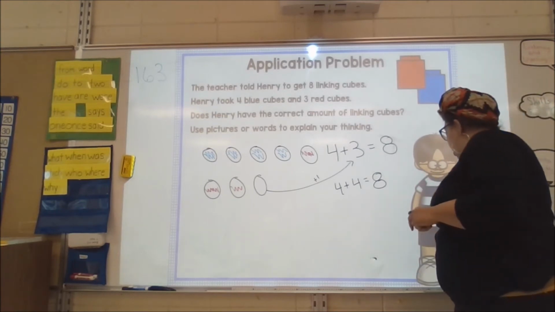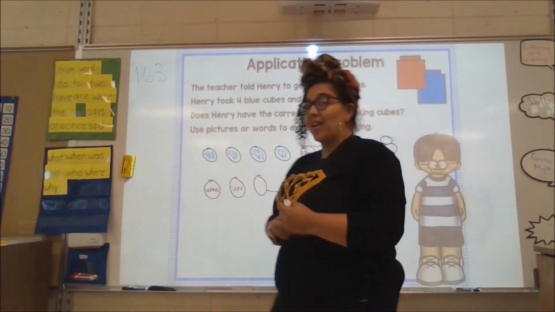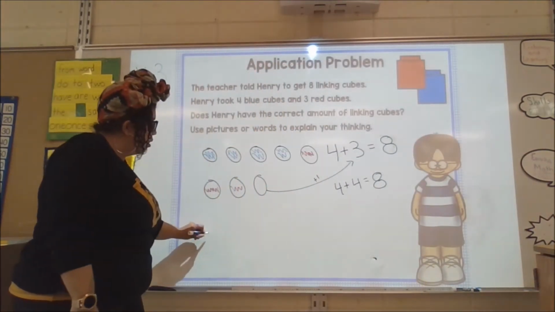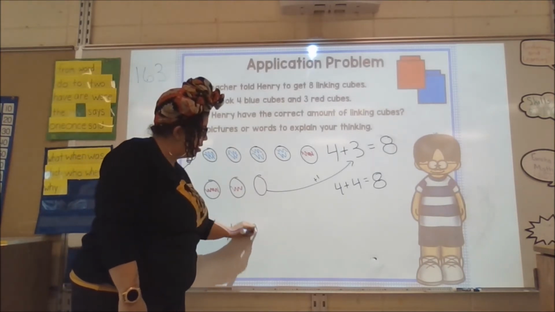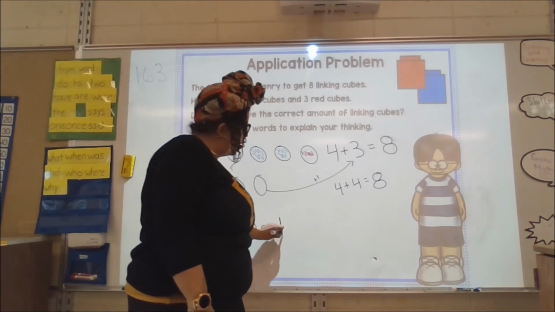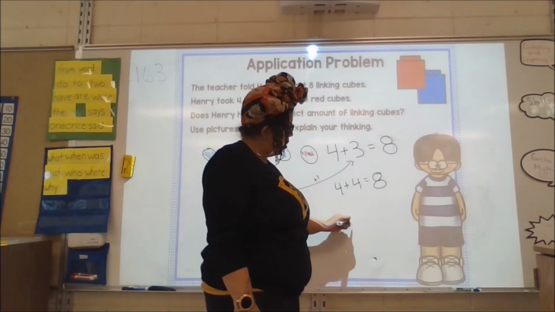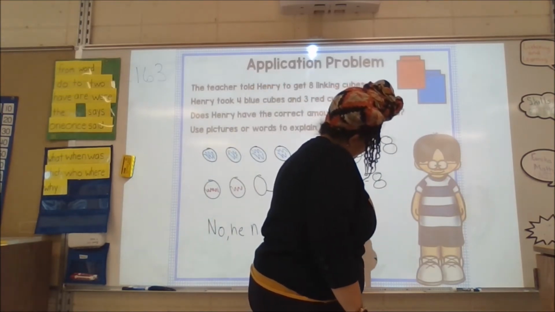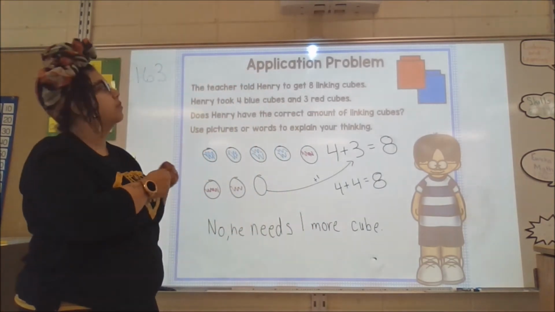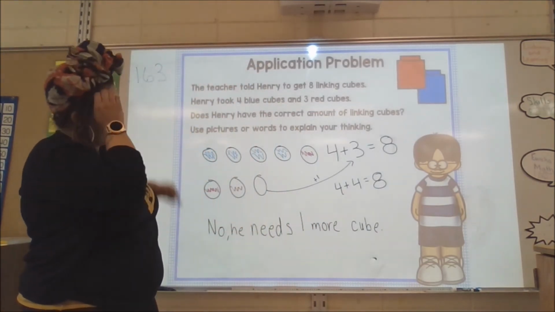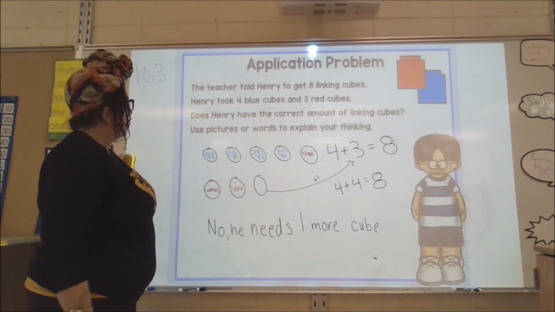So the question still remains. Does Henry have the correct number of Lincoln cubes? Let's write the answer to our question. No, because it's a yes or no question. No, he needs 1 more cube. No, he needs 1 more cube is what we found out from the numbers and the pictures. We see he needs 1 more cube. All right, good job. Okay.